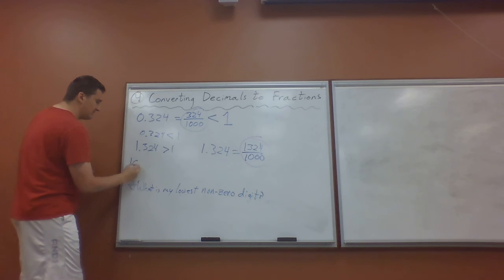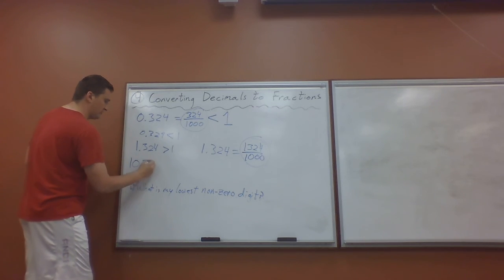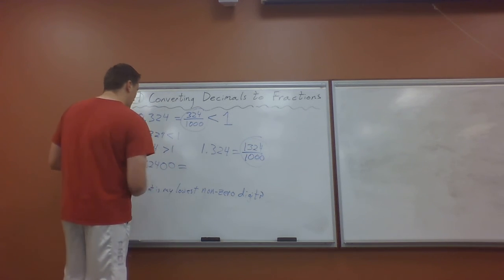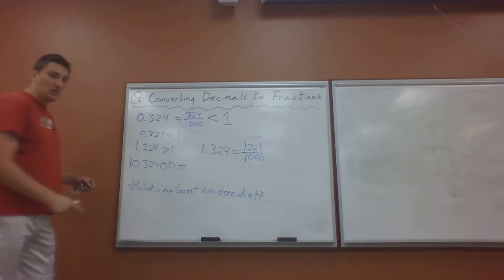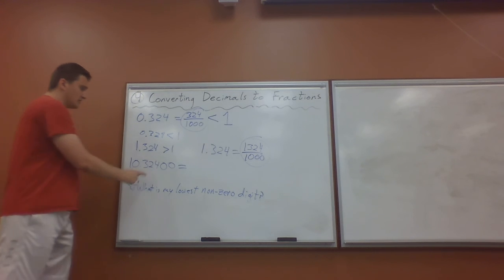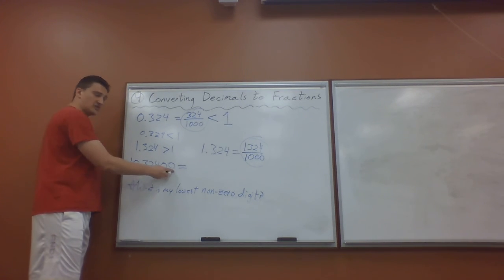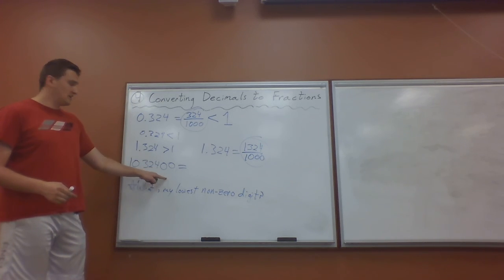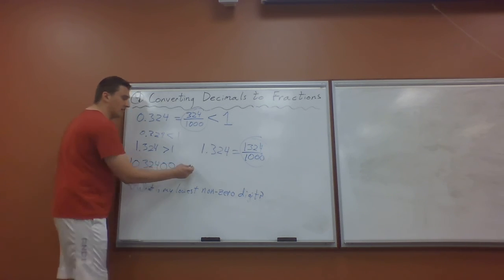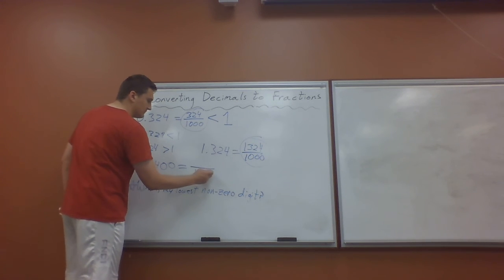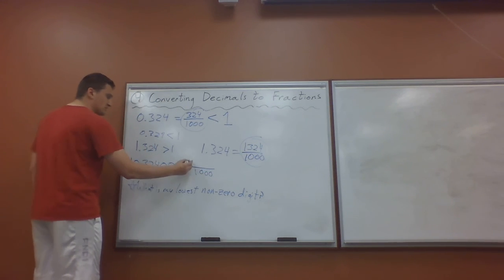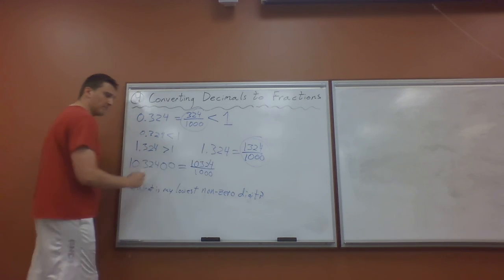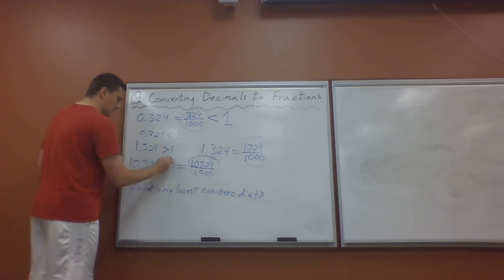If I had 10.32400, what would that be as a fraction? Remember, my lowest non-zero digit. My lowest non-zero digit is 4. These are zero digits. They don't have a value. Those aren't going to matter. They're not going to change the value of this. So I'm still going to calculate as thousandths. And my answer will simply be 10,324. That would be how we convert.